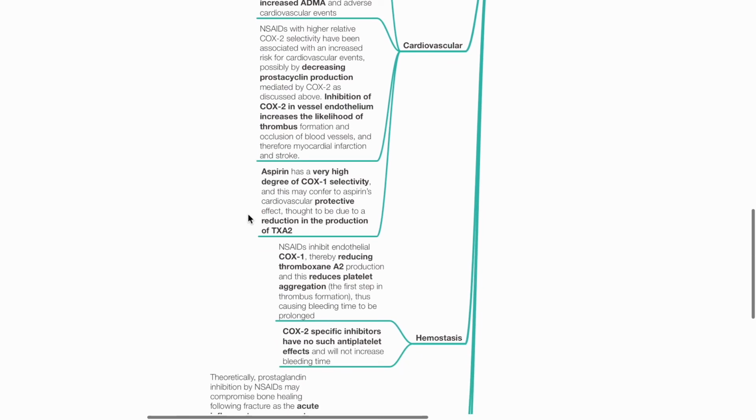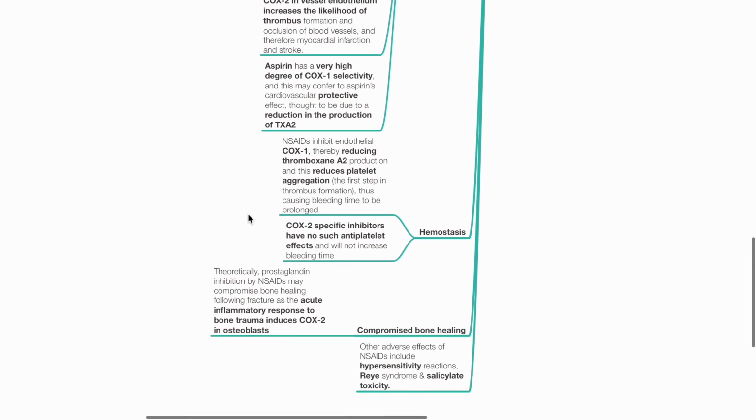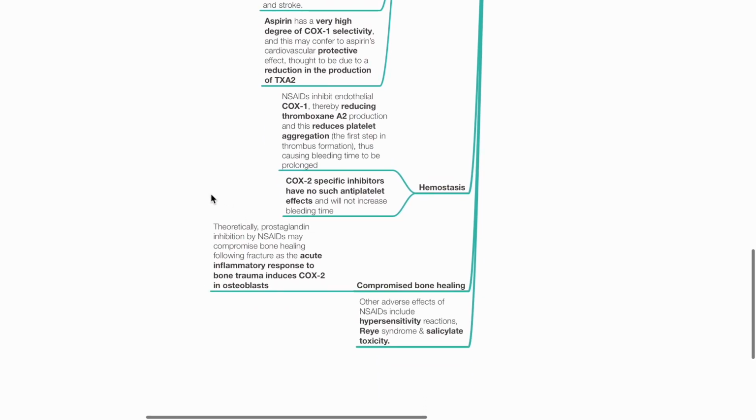Aspirin has a very high degree of COX-1 selectivity and thus may confer aspirin's cardiovascular protective effect, thought to be due to a reduction in the production of thromboxane A2. In hemostasis, NSAIDs inhibit platelet COX-1, reducing thromboxane A2 production, and this reduces platelet aggregation. And thus, non-specific NSAIDs cause bleeding time to be prolonged. However, COX-2 specific inhibitors have no such antiplatelet effects.